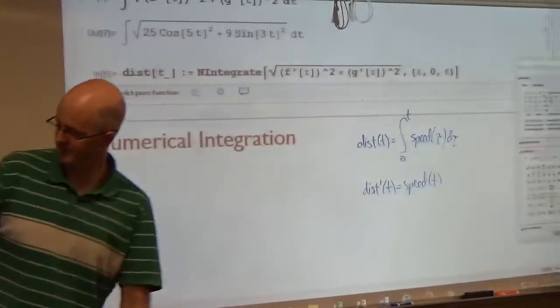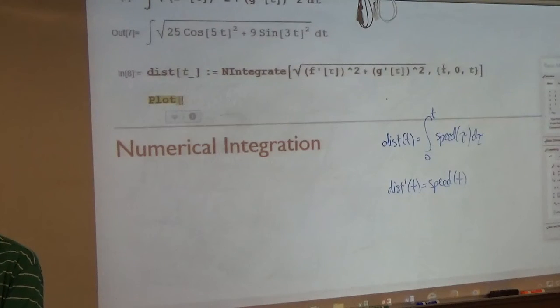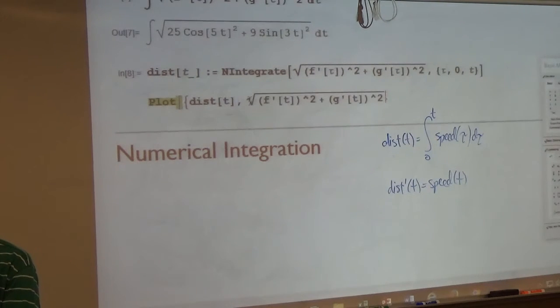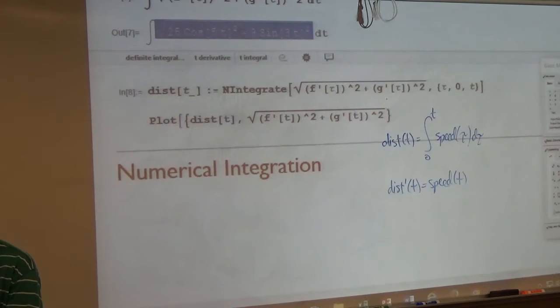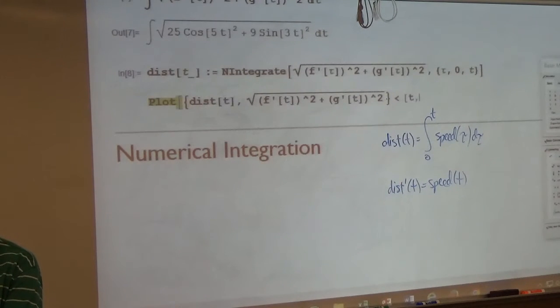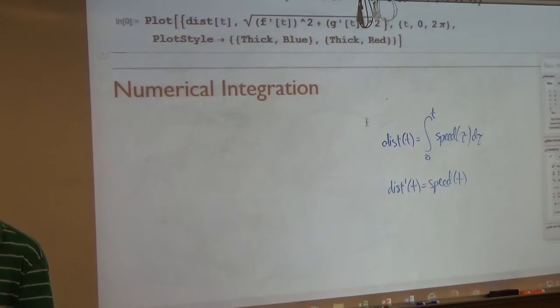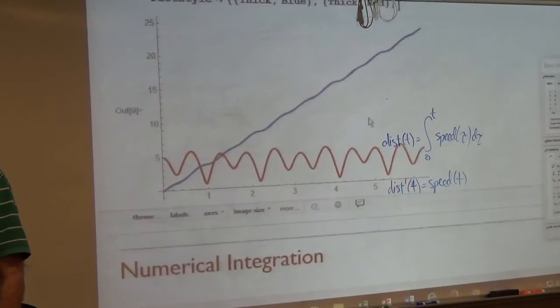Let's plot this. I do this in the videos a lot. Distance traveled and the speed, which is this again. And by the way, that is this. I could have copied and pasted that in. As t goes from 0 to 2 pi, and let's make the original function, the distance traveled, blue and the derivative, the speed, let's make that be red. It takes a little while to do it because it's doing a lot of numerical integrations, but there we have it.